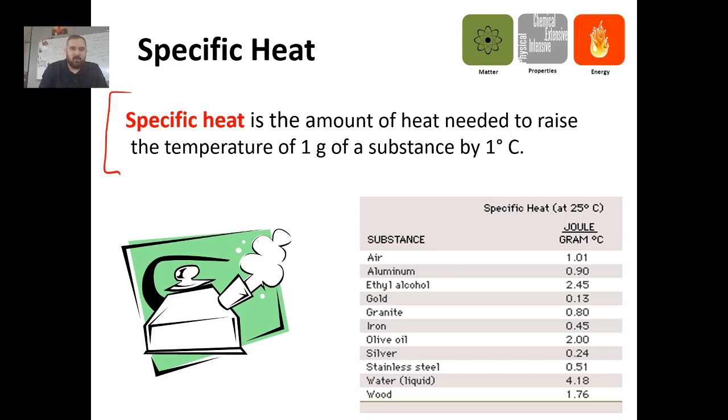So the thing with the lowest number on this list is going to be gold, 0.13. That means gold will get really hot really quick. That's why gold is such an excellent conductor. That's why your really good HDMI cables are gold plated. So silver is also pretty good. Not as good as gold, but it's pretty good.